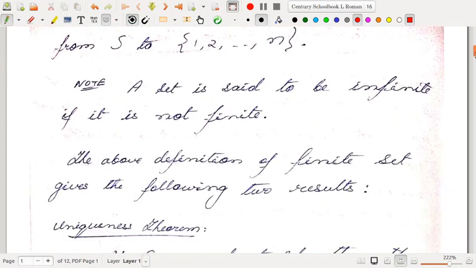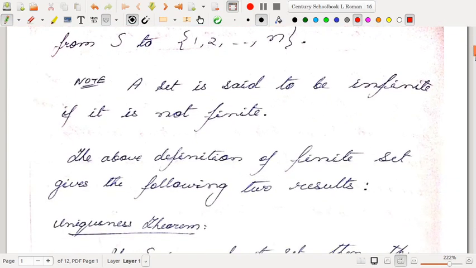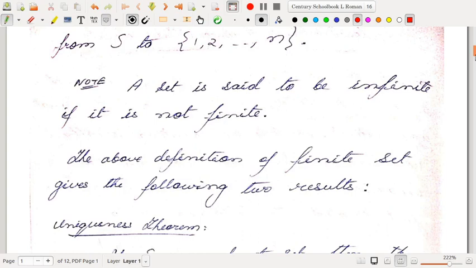So note that a set is said to be infinite if it is not finite. That means if it is not possible to construct any bijection from 1 up to n to the set in question for any natural number n. So there is no natural number n for which there is a bijection from 1 up to n to S. In that case, the set is said to be an infinite set.